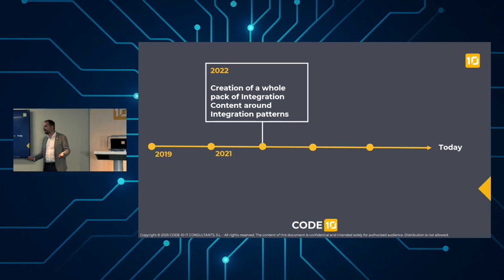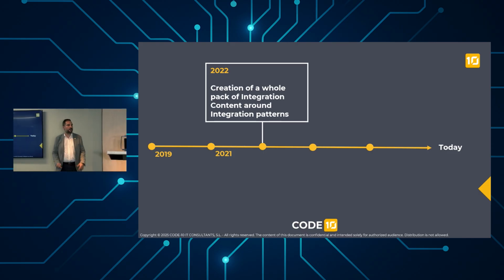We just had it in a repository of Code10, and then somebody asked me, "Hey, how did you do that?" So we decided to create a package out of this. Not only with integration patterns, but also with Groovy scripts, with functionalities, everything that could be useful in a project, we were putting it over there. And we called it Accelerator back in the day.